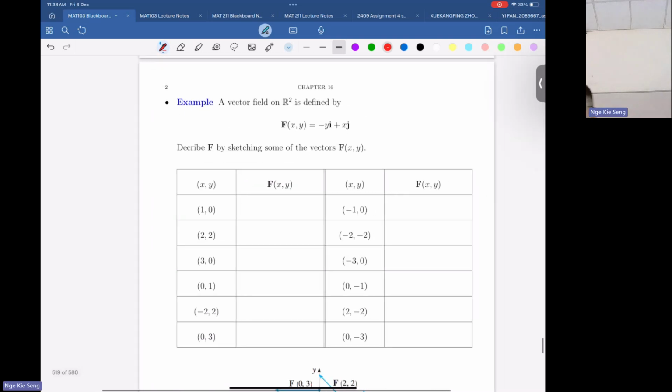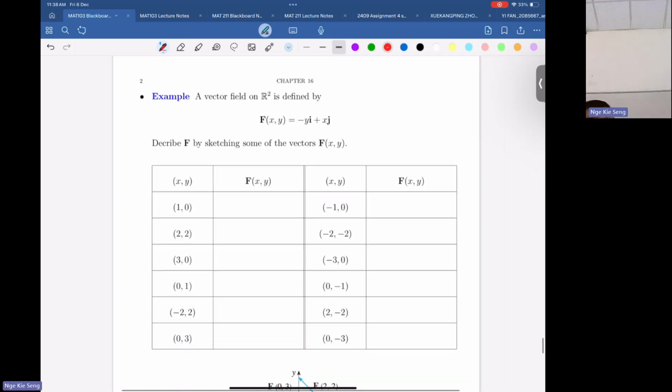Okay, so let's try one exercise. f(x, y) equals minus y i plus x j. Is this a vector field or not? Does it give an R2 vector for every R2 point? Okay, if yes, try and compute this vector and then plot out the vector field. Given this (x, y), what's the vector you get? And then how do you draw the vector field? Draw it, I'll give you 3 minutes.